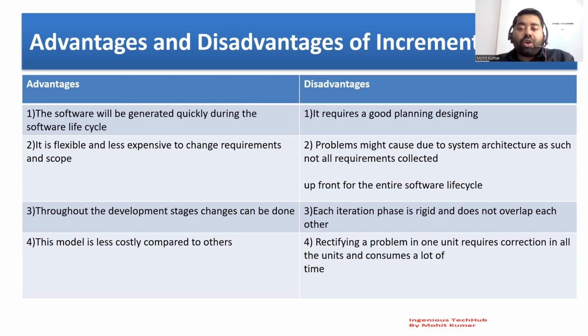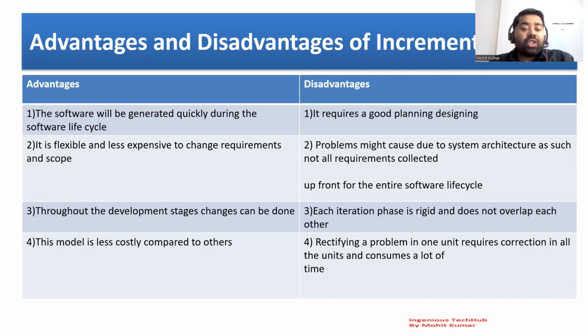But problems might be caused by the system architecture, such as not all the requirements being collected upfront for the entire software cycle. What happens here is that a problem might occur because we are not collecting all the requirements at a time, so it might cause issues in the future. Throughout the development stage, changes can be done. Each iteration phase is rigid and does not overlap with the others. Understood, right? So these are the disadvantages.